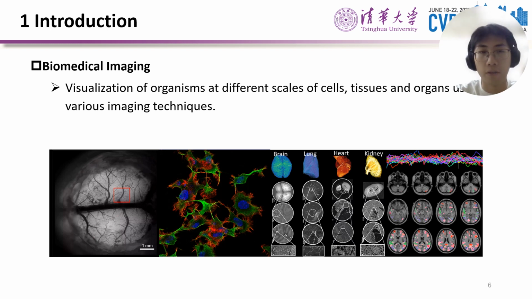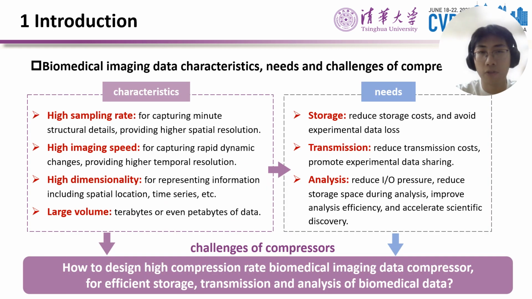Biomedical imaging is visualization of organisms at different scales of cells, tissues, and organs using various imaging techniques. Biomedical imaging data has high sampling rate, high imaging speed, high dimensionality, and large volume. Therefore, a high compression rate method needs to be proposed to reduce storage and transmission costs and improve analysis efficiency. This brings the challenge: how to design a high compression rate biomedical imaging data compressor.